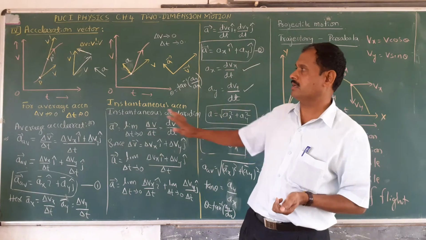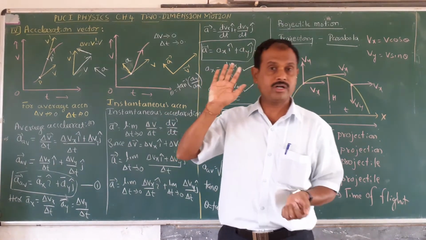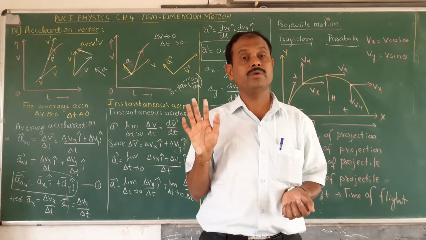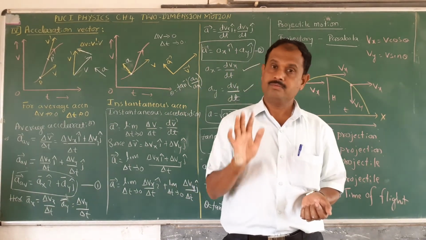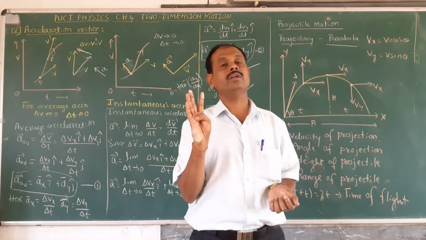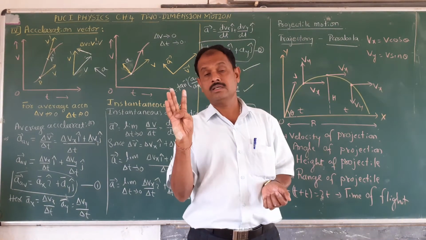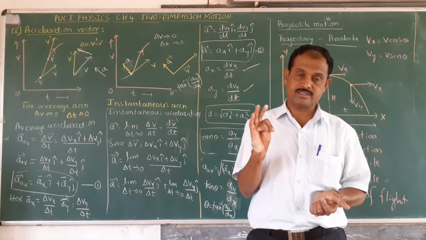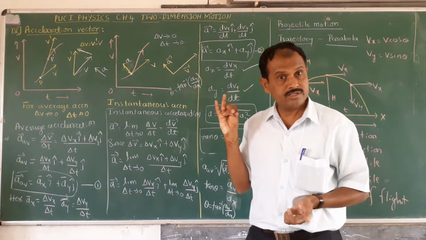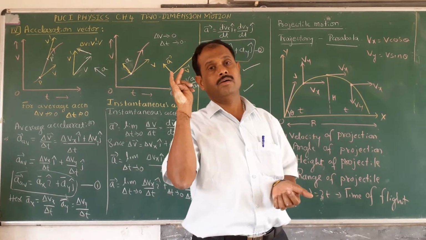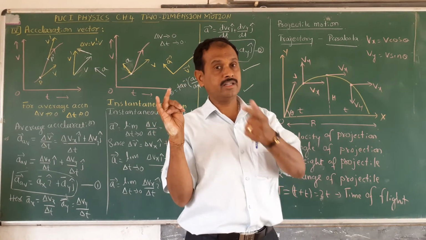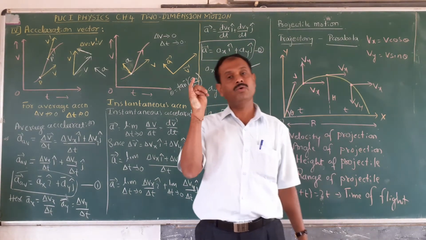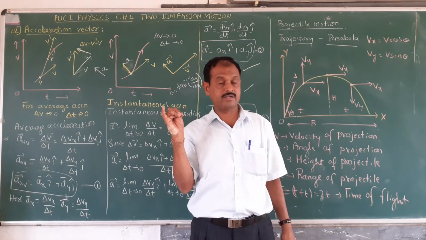But here, whatever I have discussed, the important 4 points, in all the 4 points, the particle moves in the xy plane. First point is position vector. There are 3 equations. Second one is displacement vector. Again 3 equations. Third one is velocity vector. Again this is the average velocity and instantaneous velocity. And fourth one is acceleration vector.